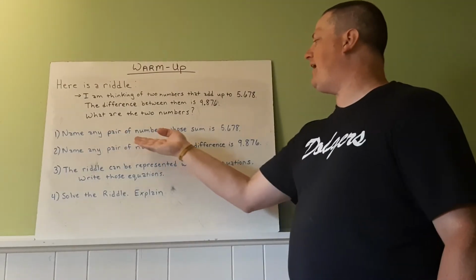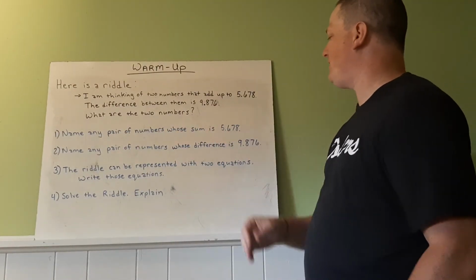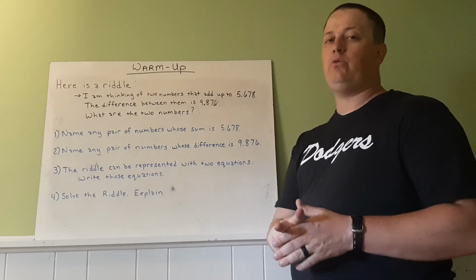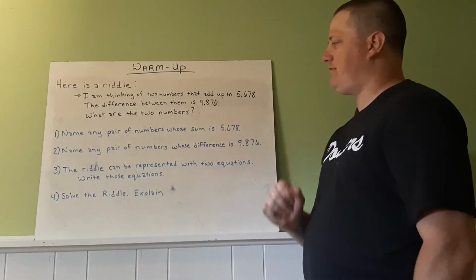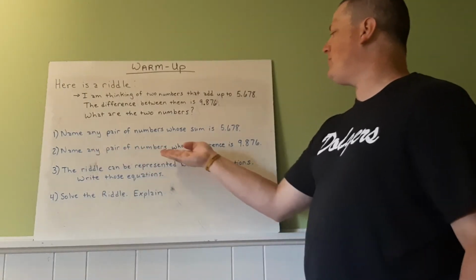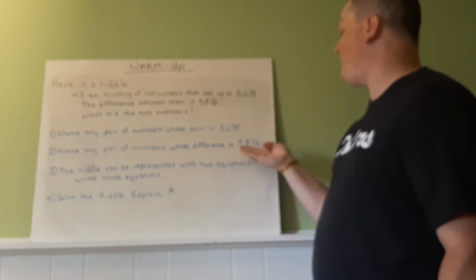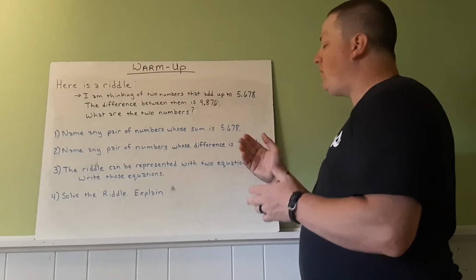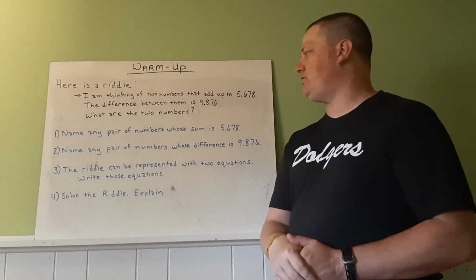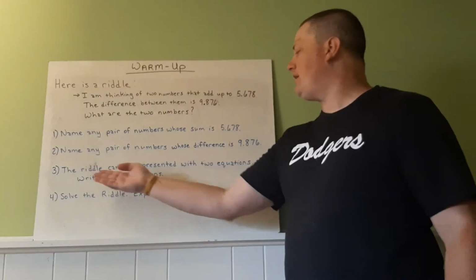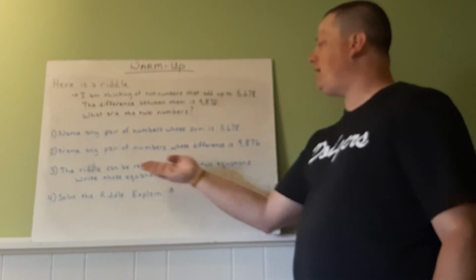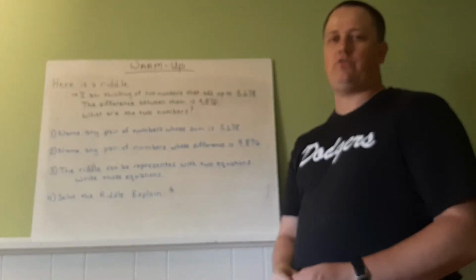So name any pair of numbers whose sum is 5.678. So come up with two numbers that when you add them, you get this. Name any pair of numbers whose difference is 9.876. So you need to come up with two numbers that when you subtract, this is what you get. Okay? The riddle can be represented with two equations. We want to write those equations.